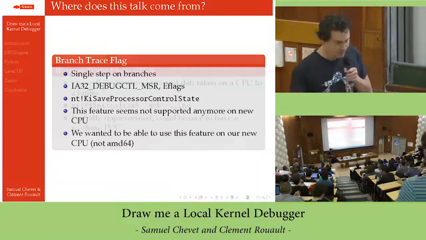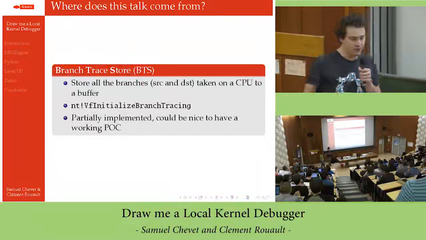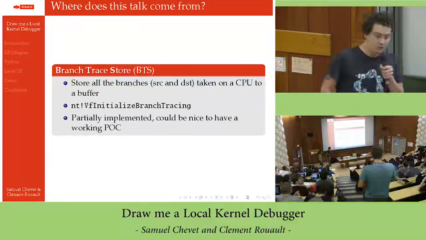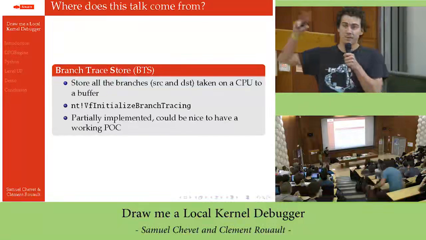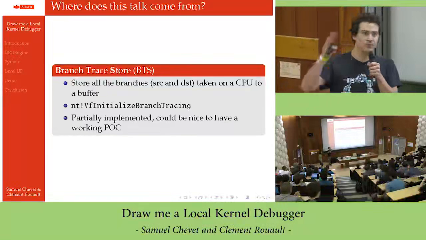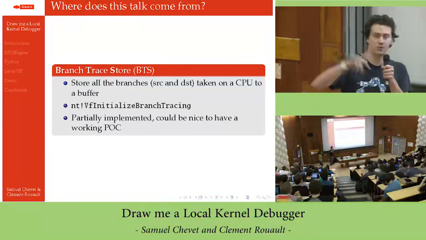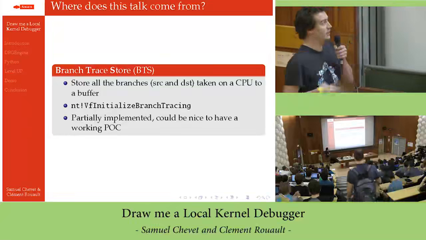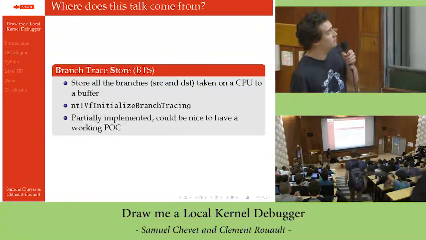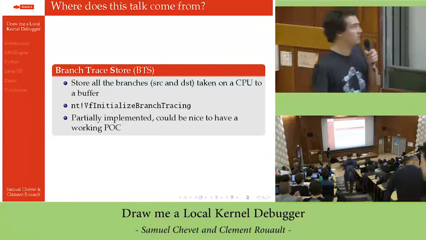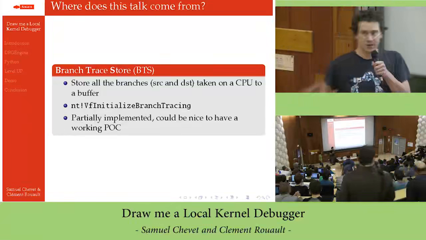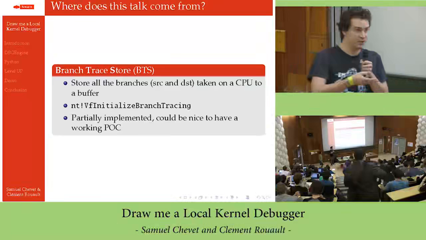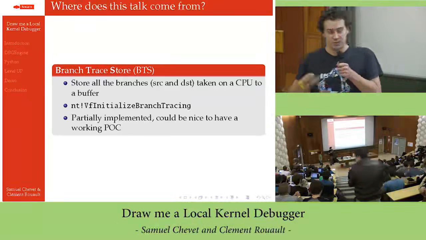We found another cool feature called branch trace store. You just register a memory region where all the branches taken by your processor will be stored. And there is another function inside the NTOS kernel called VfInitializeBranchTracing, but it's totally bugged and doesn't work. So we wanted to be able to use these features on Windows and try to fix it.